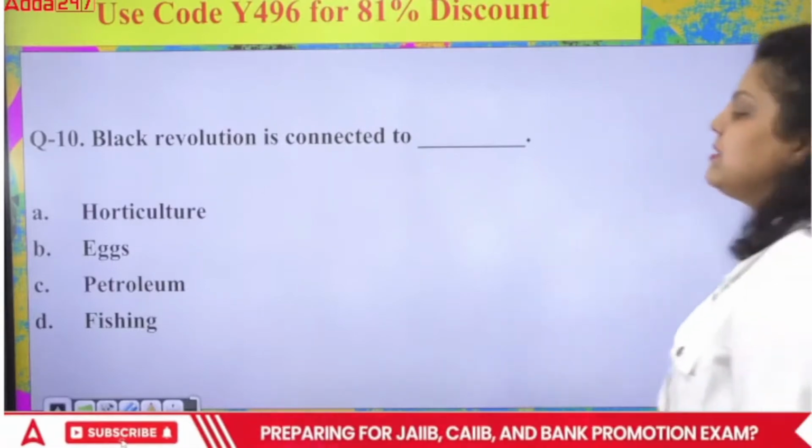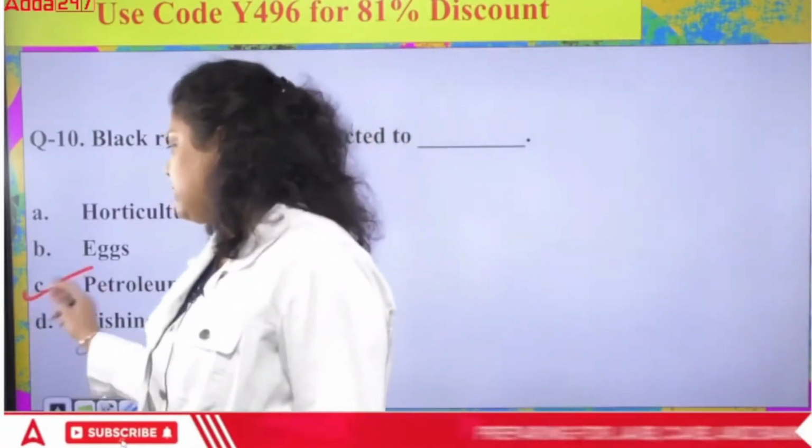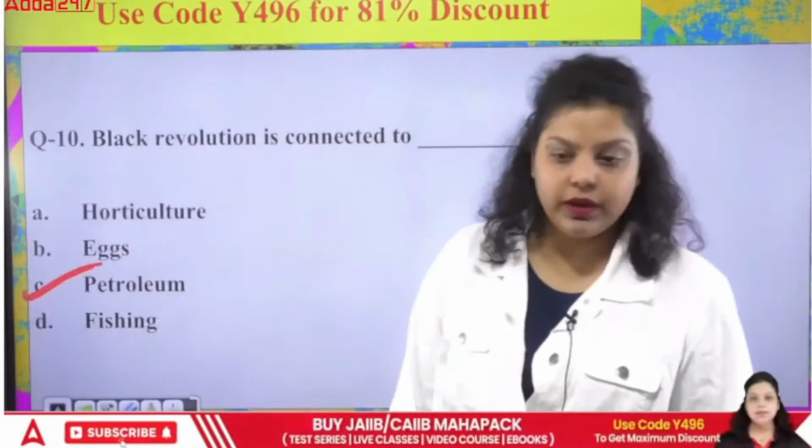Okay, so the right answer will be petroleum. Black Revolution is related to what? It is related to petroleum. Very good.